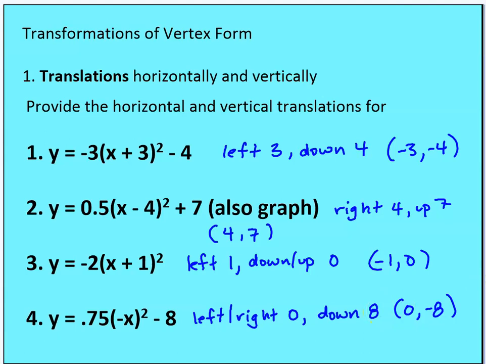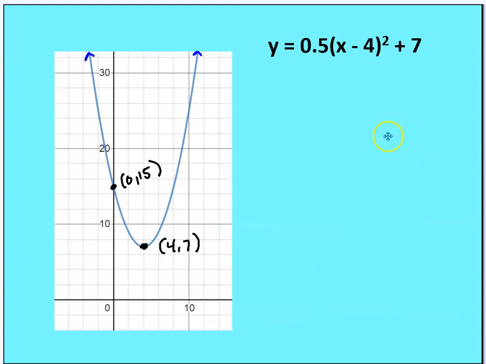And then we're going to graph number 2. I have my vertex at (4, 7). All right, and then I can identify the y-intercept, which we'll talk about a little bit more in detail. I have 4 squared, 16, divided by 2 is 8, plus 7 is 15. And so I end up with (0, 15) as my y-intercept.